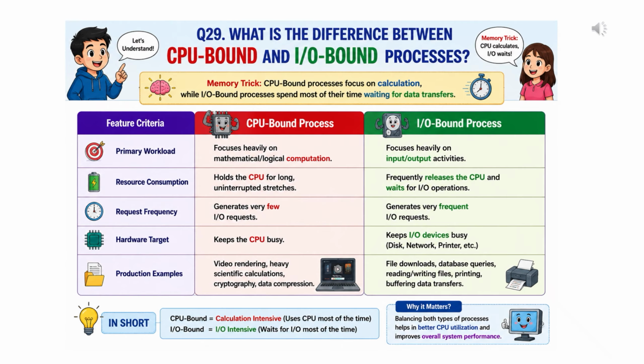The second type is an I/O-bound process. These processes spend most of their time waiting for input or output operations, such as reading files, downloading data, or printing documents. The operating system tries to maintain a proper balance between these 2 types. A good mix keeps both the CPU and the input-output devices busy, resulting in better system performance.